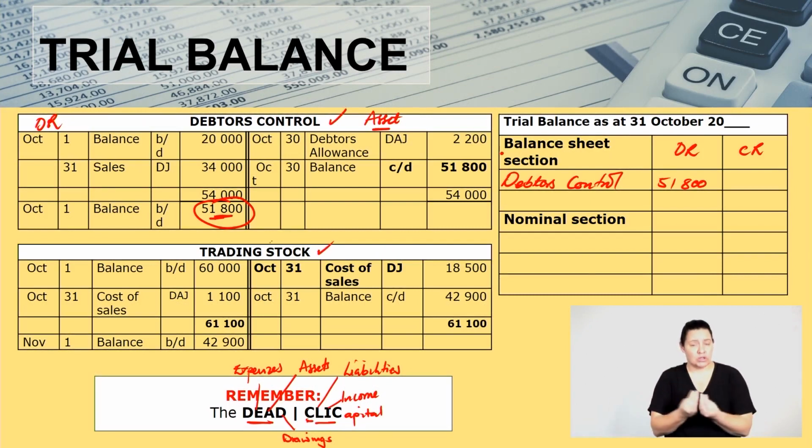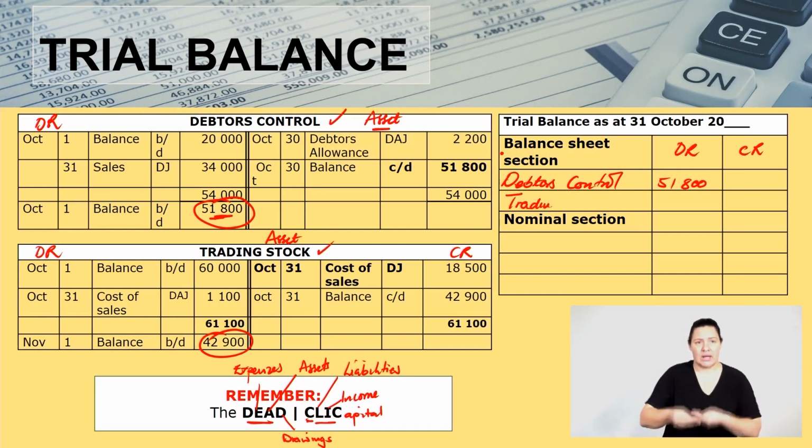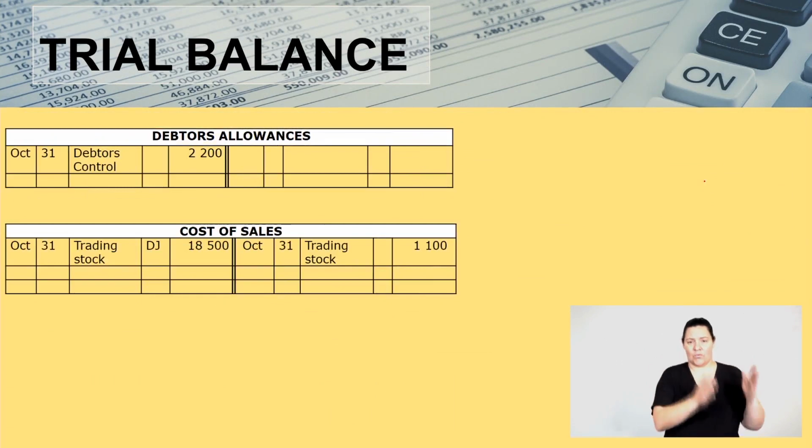Remember, trading stock is also an asset. That means it increases on the debit but decreases on the credit. I have a balance here. How much is that balance? 42,900. I'm going to come here and I'm going to say trading stock. And I'm now going to say 42,900. Let's quickly move on to the next one, debtors allowances.